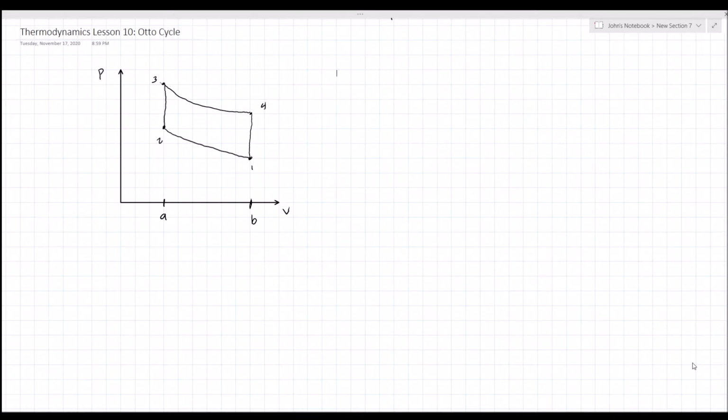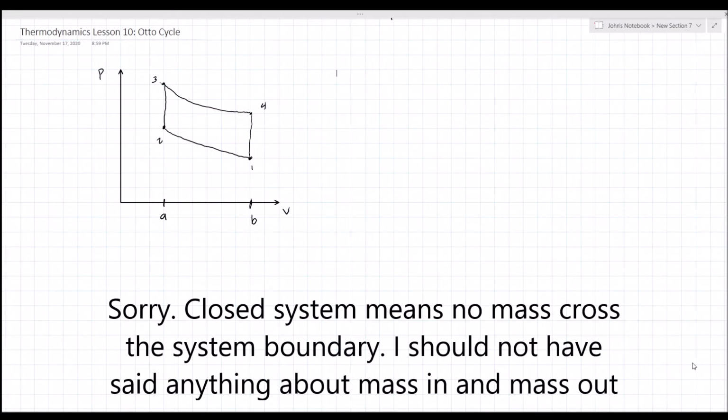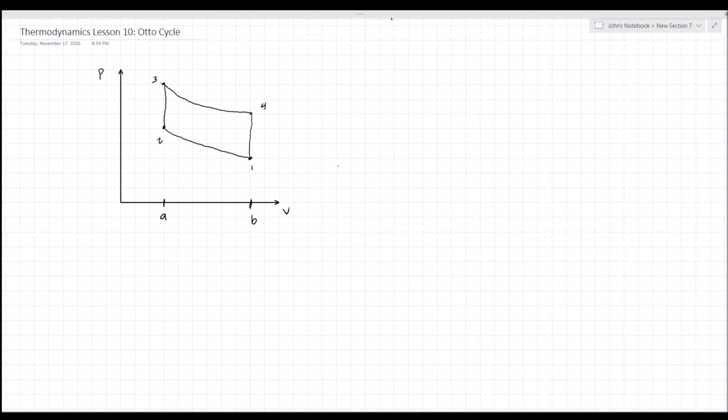Well, an Otto cycle is a closed system cycle, which means the mass in is the same as the mass out, not just the amount of mass, but the physical contents are the same. As a closed system, there is no mass changing across the boundaries of your system. So as a result, we're not going to be dealing with flow rates, we're just going to be dealing with the amount of mass that is present.